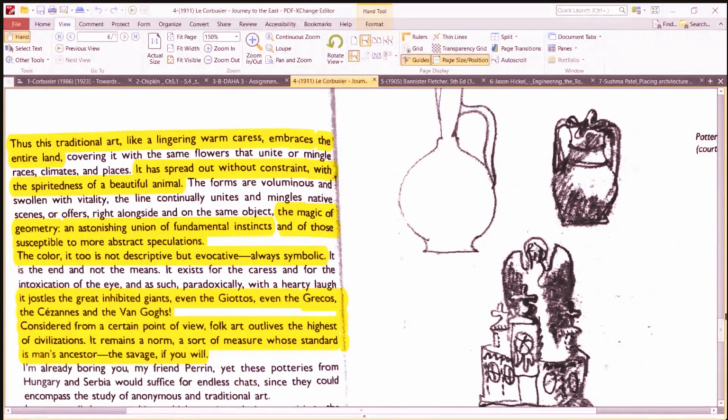He's saying this simple culture, this simple architecture, this simple art has a quality of its own. "Considered from a certain point of view, folk art outlives the highest of civilizations. It remains a norm, a sort of measure whose standard is man's ancestor, the savage, if you will."